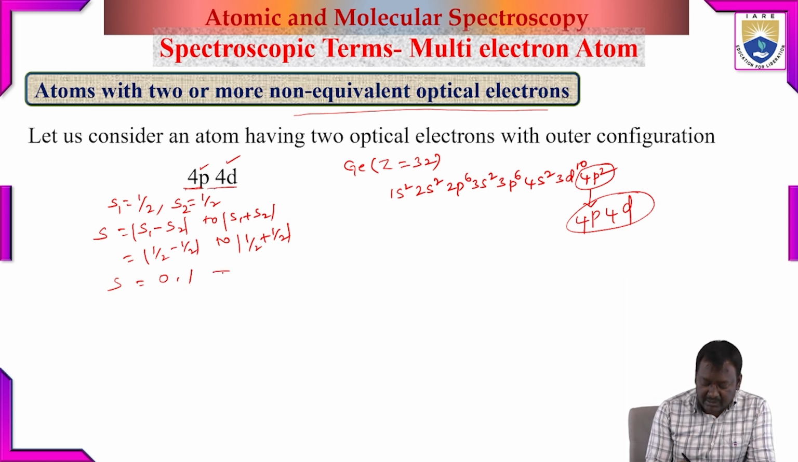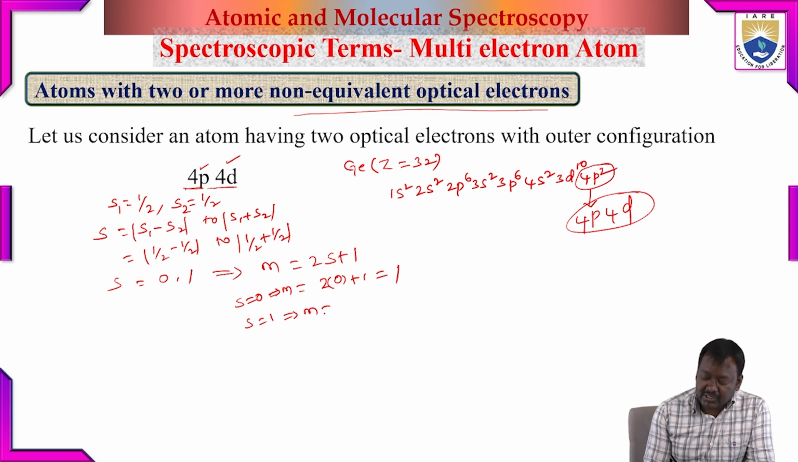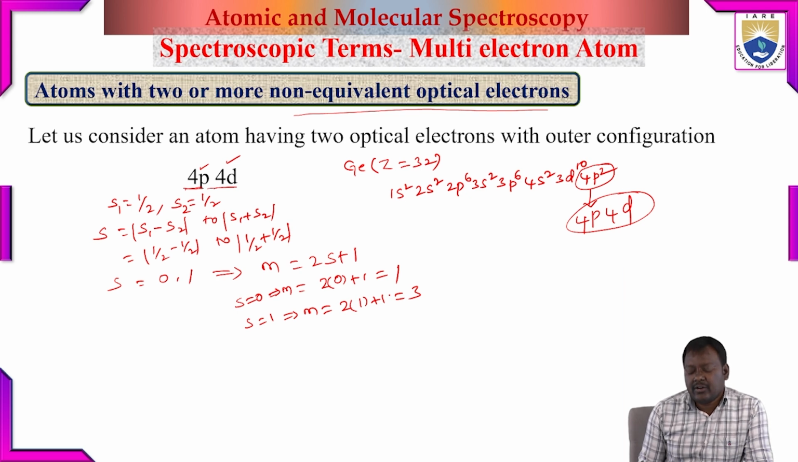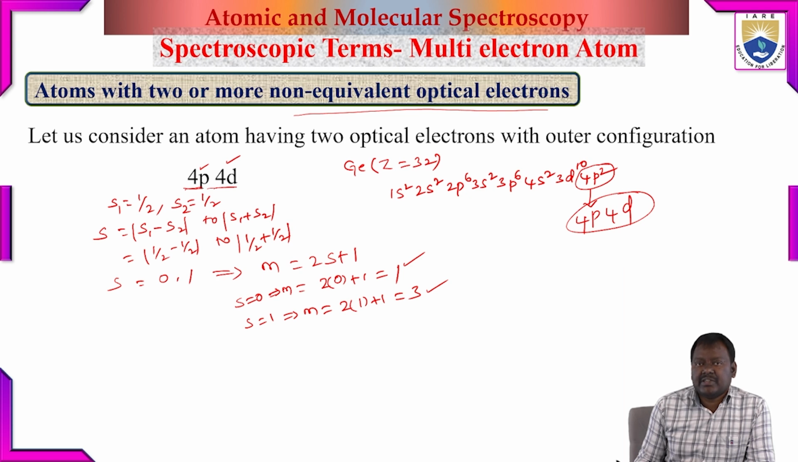Then the multiplicity M is equal to 2S plus 1. For S equal to 0, M is 2 into 0 plus 1, that means 1. For S equal to 1, the multiplicity M is 2 into 1 plus 1, that means 3. So there could be singlet and triplet terms. So these are about the S values.